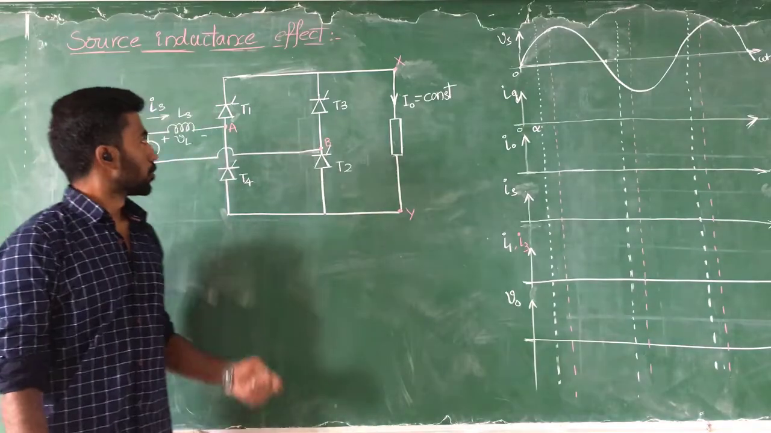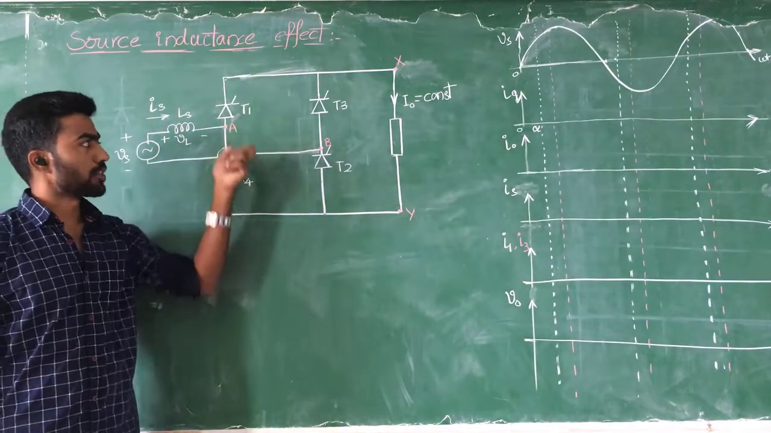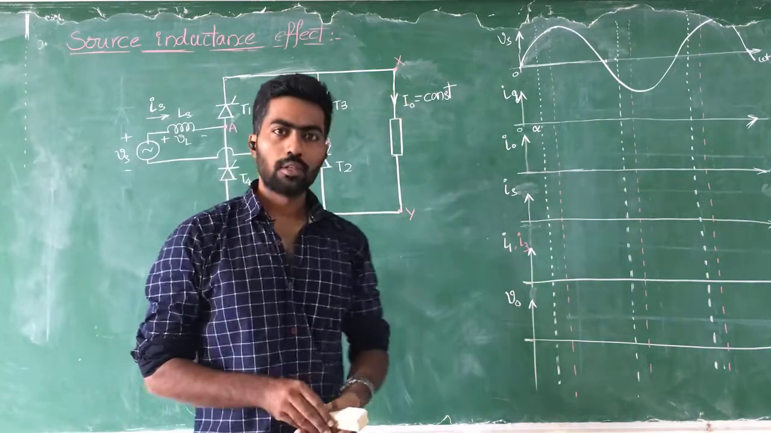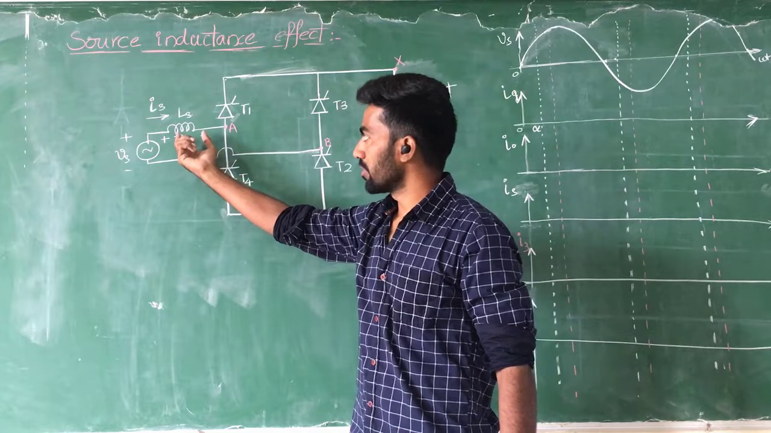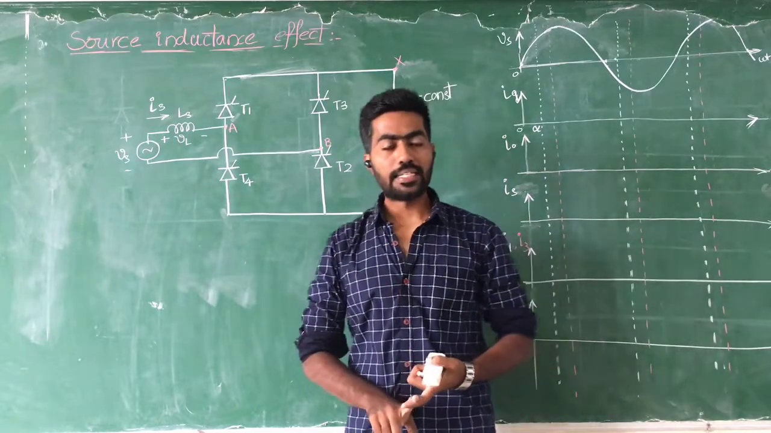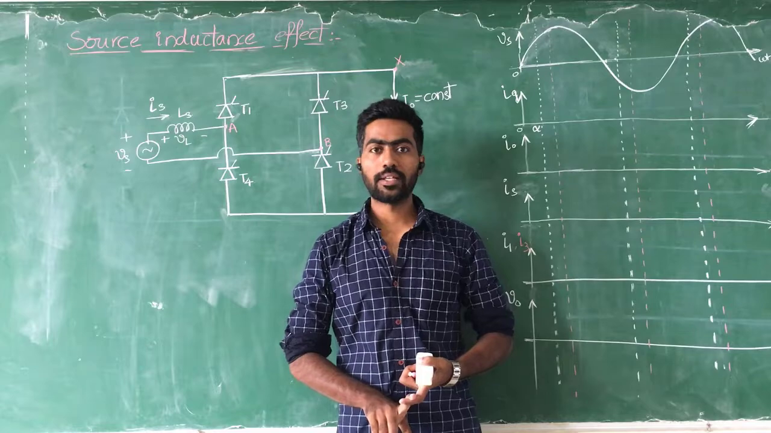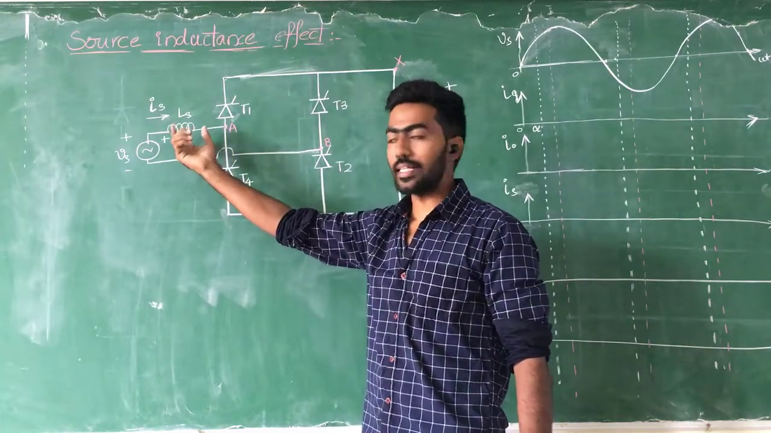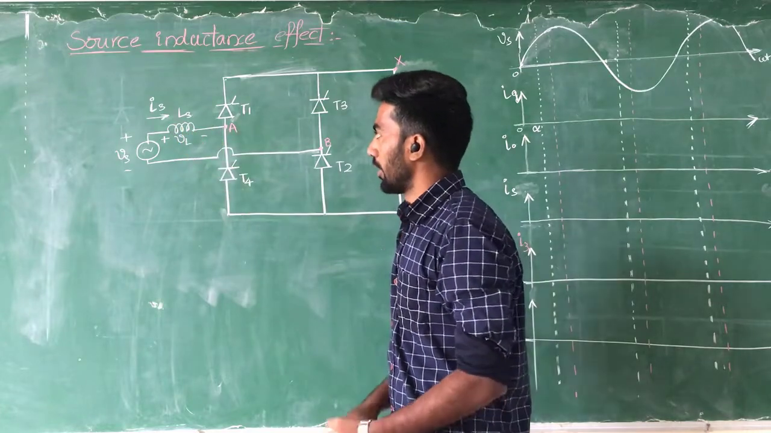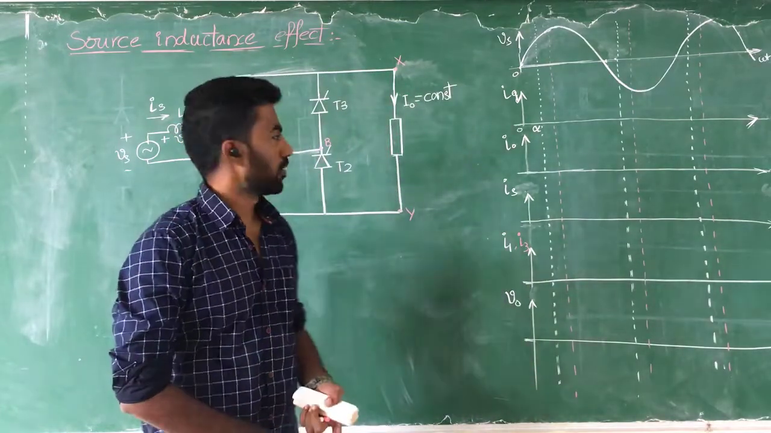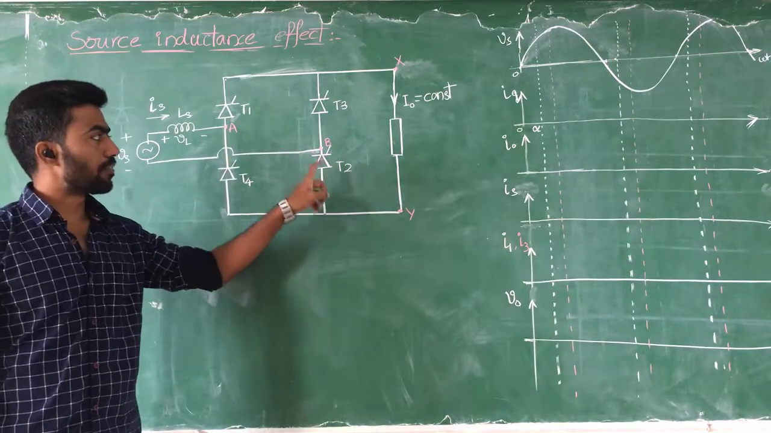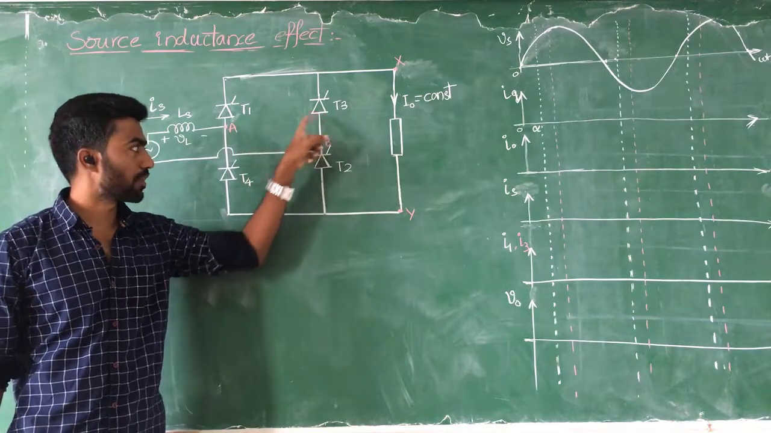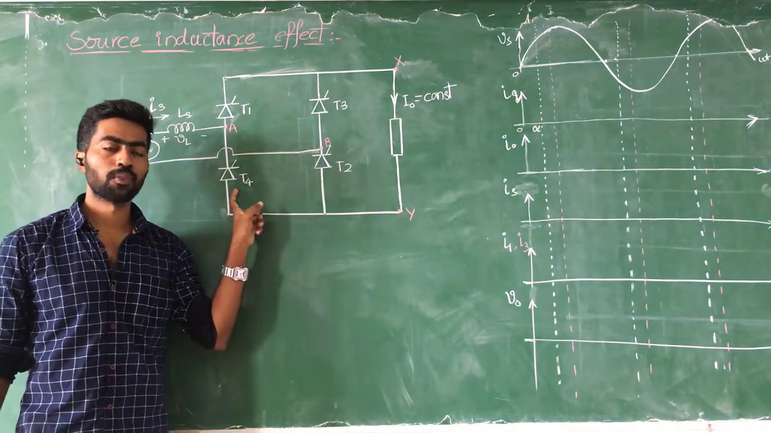Hello everyone. Today we discuss the source inductance effect on a single phase converter. This source inductance is mainly because of the source impedance, the transformer leakage reactance, and the transmission line inductance. We can take it as a combination of those three inductances, and because of this inductance, current transition from one set of devices to another set of devices will not happen instantaneously.